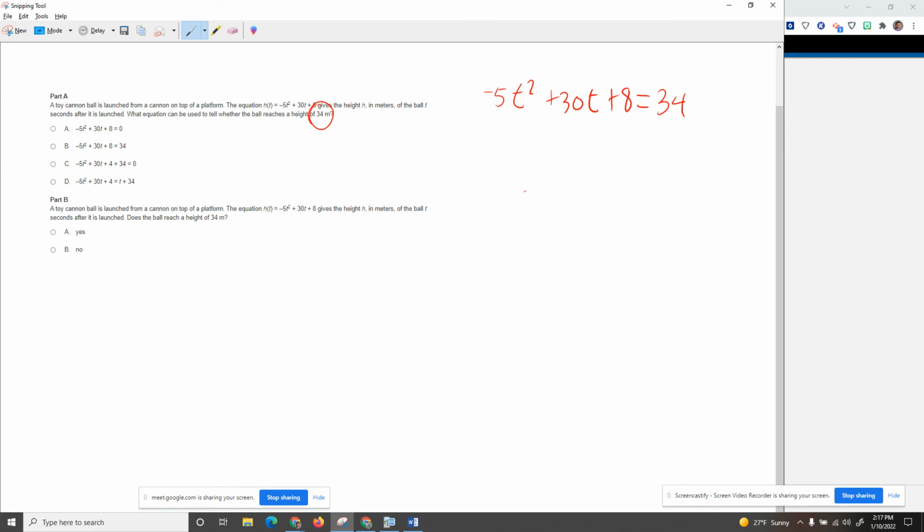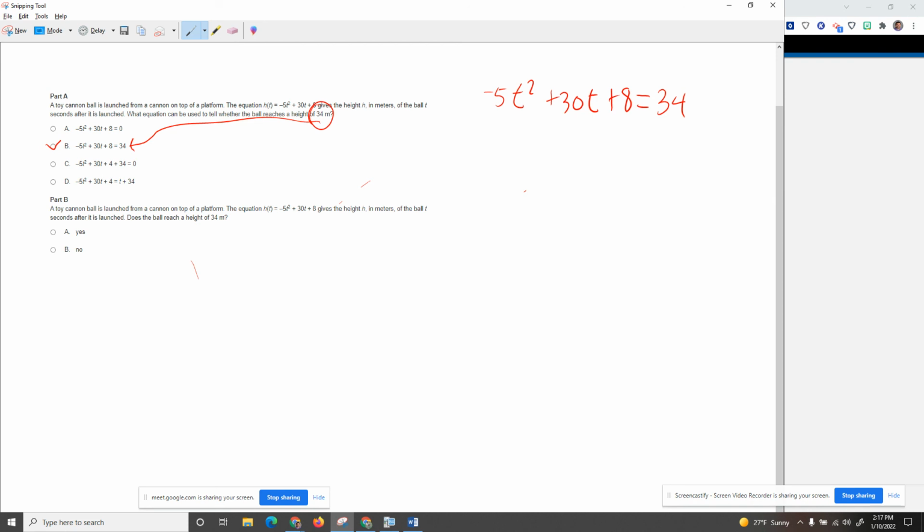Does it reach a certain height? You substitute that number on the other side. So your answer to part A, just the first step is all it's asking you to do for part A. The answer to that is B, because we substituted that 34 into the other side of the expression or the equation that was given.